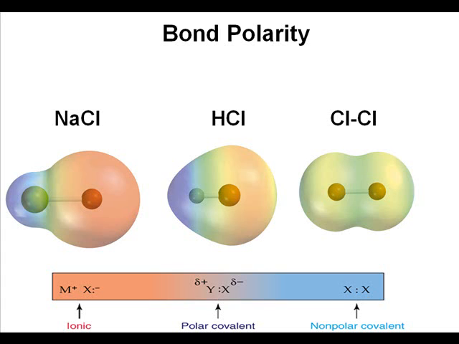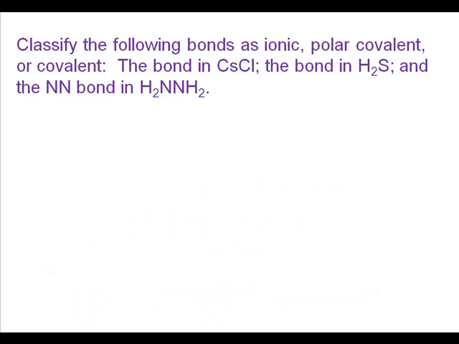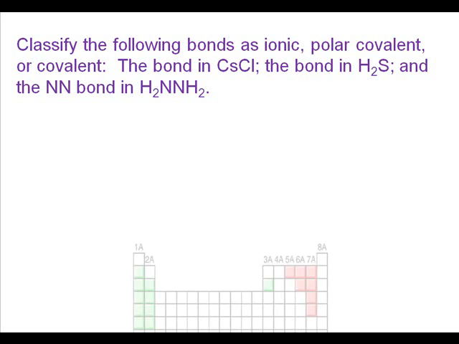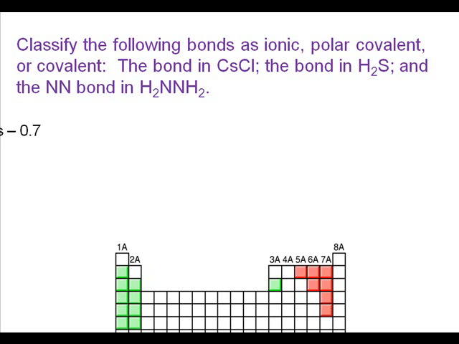Now if you look at sodium chloride, the electronegativity difference is greater than 2. And because it's greater than 2, that kind of bond is considered an ionic bond. So let's try to classify the following bonds as ionic, polar covalent, or covalent. Here's an example. Let's bond together cesium chloride. Well, cesium's electronegativity, if you look on the chart, is 0.7. Chlorine's electronegativity is 3. So the difference is 2.3 between those two. And because it's beyond 2, that bond is called an ionic bond.